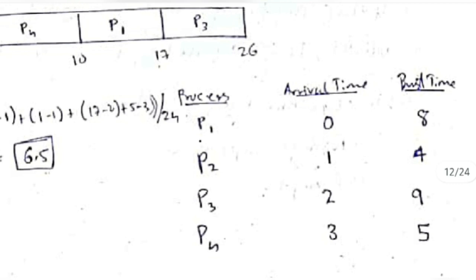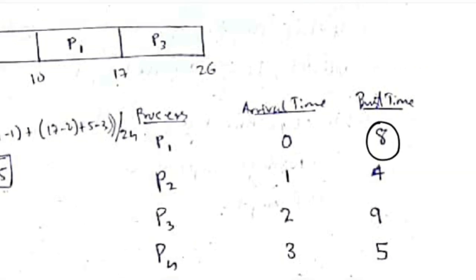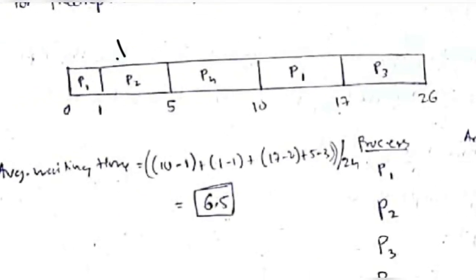See, P1 takes 8 milliseconds and P2 takes 4 milliseconds. After 1 millisecond, P1 will have 7 milliseconds left when P2 comes. At that time it will be compared whether 4 is less than 7 or not. If 4 is less than 7, P2 will be given the priority, and P1's execution will be paused for a while.